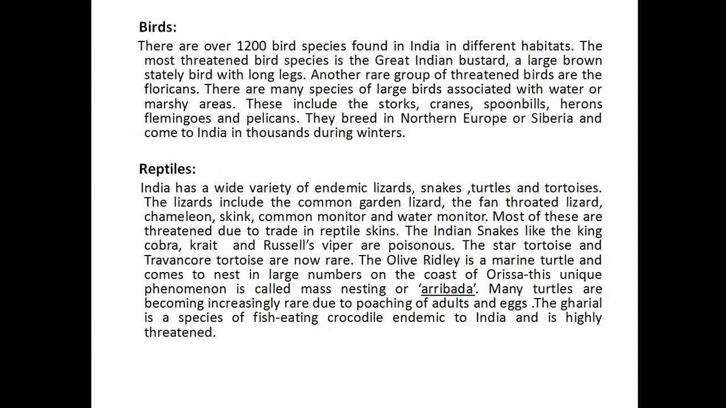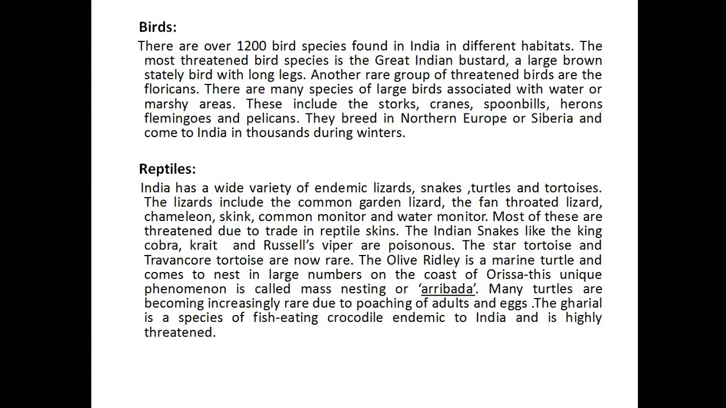Then among the reptiles, India has a wide variety of endemic lizards, snakes, turtles, and tortoises. The lizards include the common garden lizard, the fan-throated lizard, chameleon, skink, common monitor, and water monitor. Most of these are threatened due to trade in reptile skins. The Indian snakes like the king cobra, krait, and Russell's viper are poisonous. The star tortoise and Travancore tortoise are now rare.